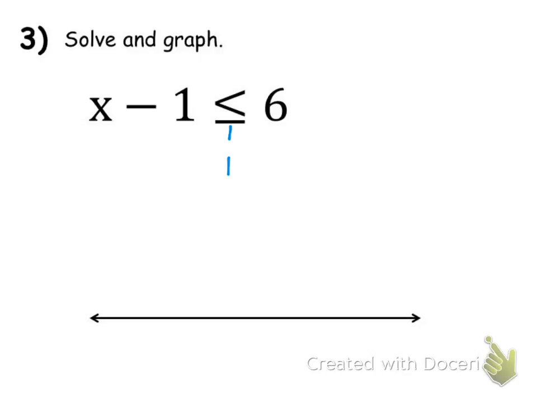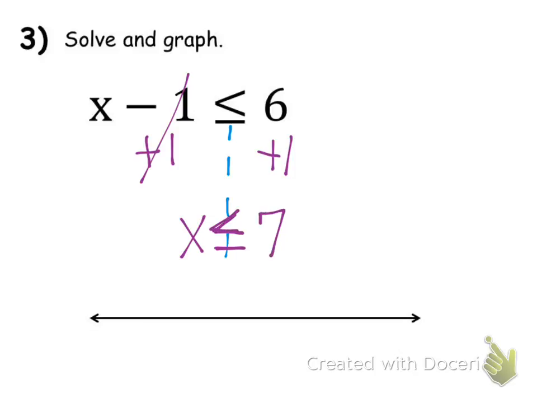Still have the line of equality here. How can you undo subtracting 1? Add 1. If you add 1 to the left, you add 1 to the right. We have x on the left side, ≤ 7. 7. Very good. You can jump right into the graph.